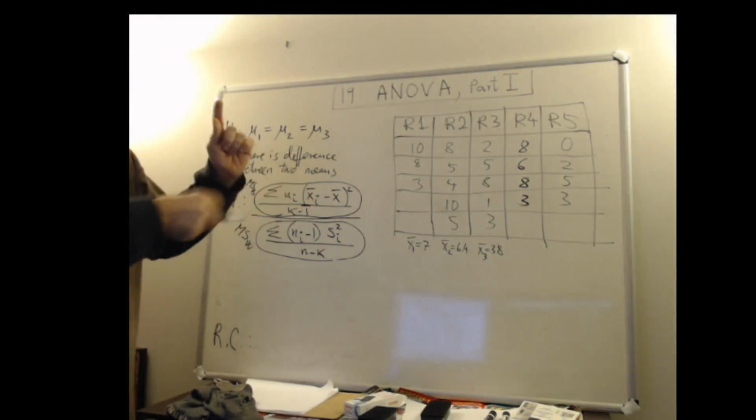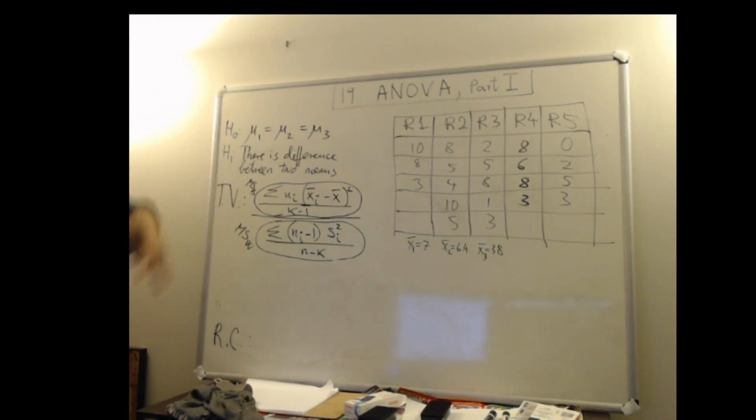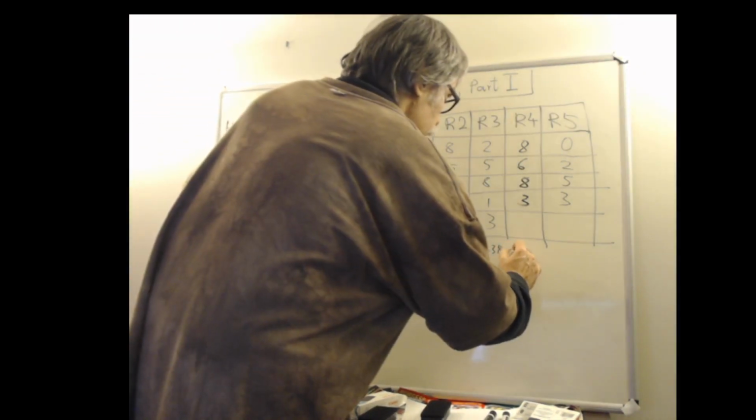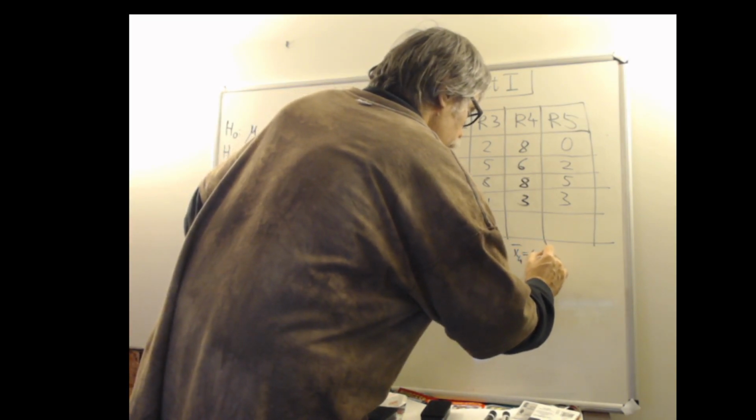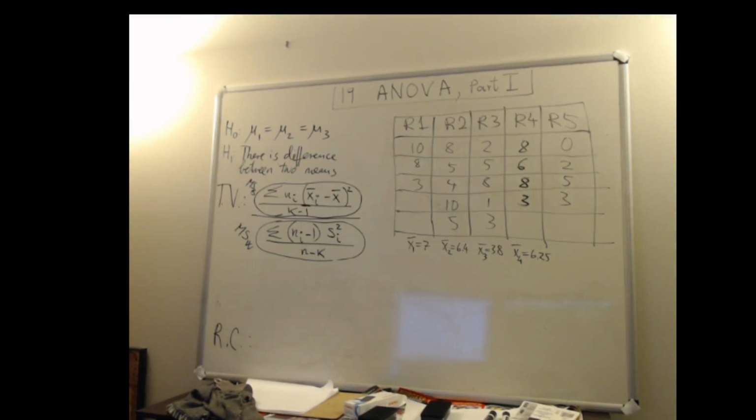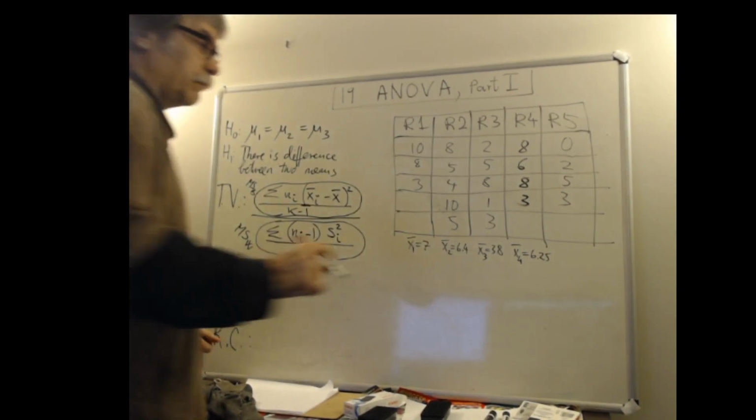See, I'm not calling that X, Y, and whatnot. I'm having a bunch of them, so I'm going to call them X1, X2, X3, and so on. And the fourth row is 6.25. And the last row, really bad, that's 2.5 average.